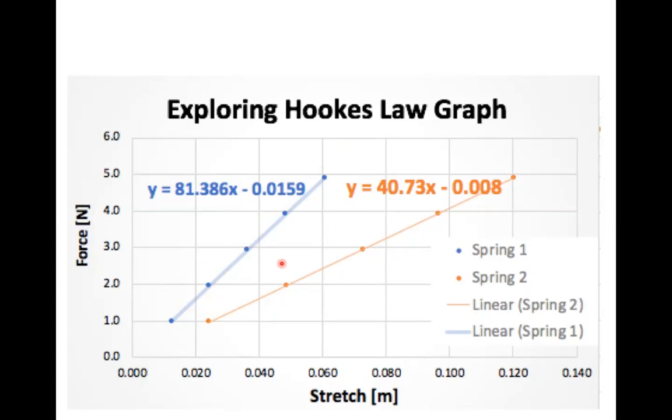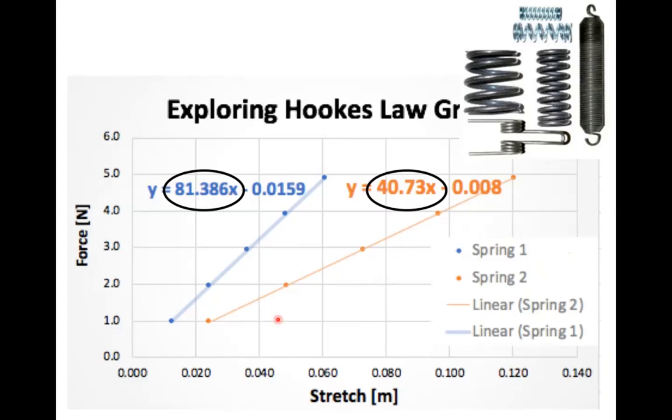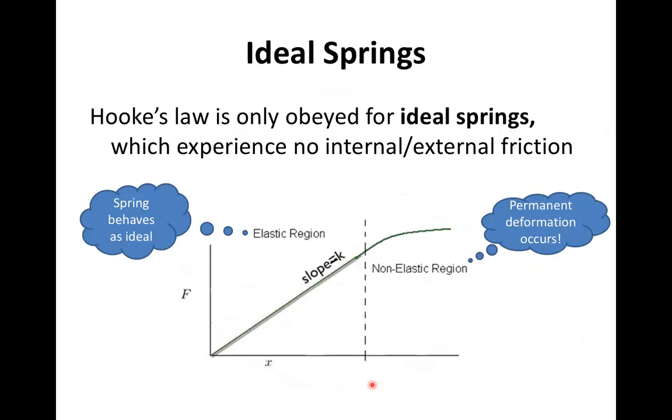If I did a line of best fit and created an equation for it, what's the meaning of the slope? If we look at the units, it would be rise over run, so newtons divided by meters. Those are the units of spring constant, and as you might guess, that is a measure of the stiffness of the spring. So steeper FX graphs correspond to springs that are more difficult to stretch or compress.